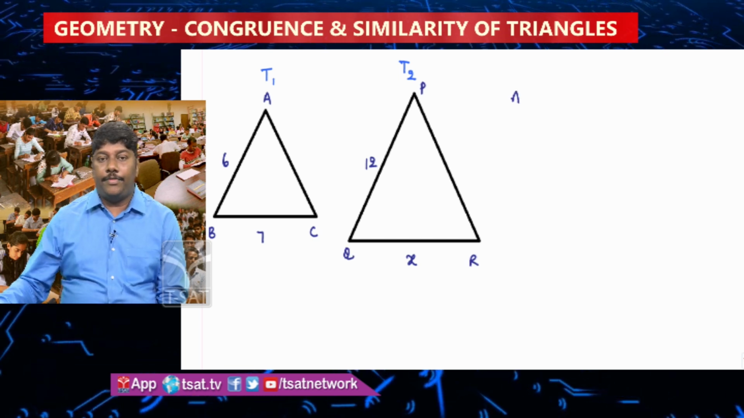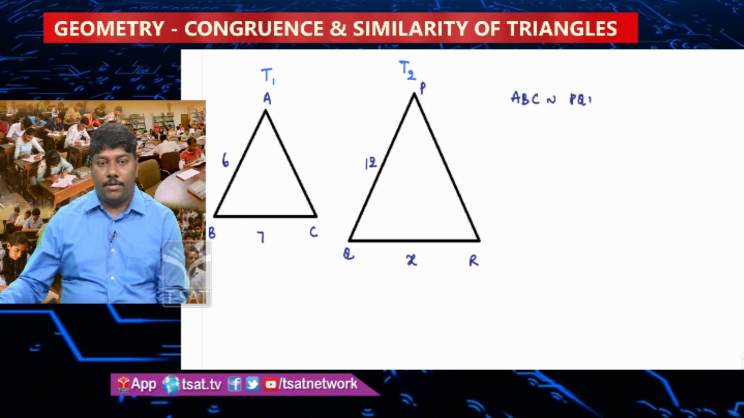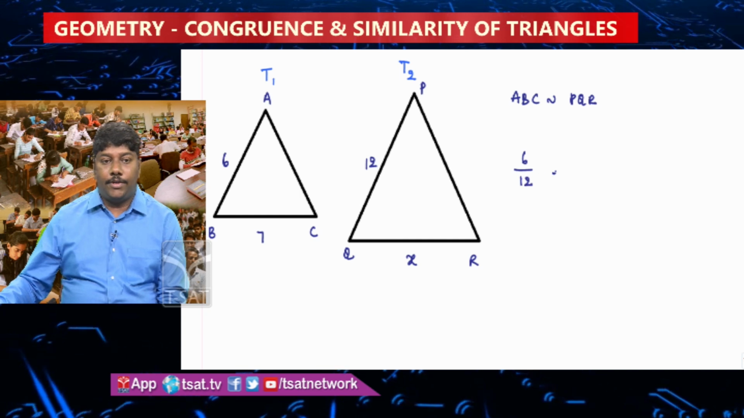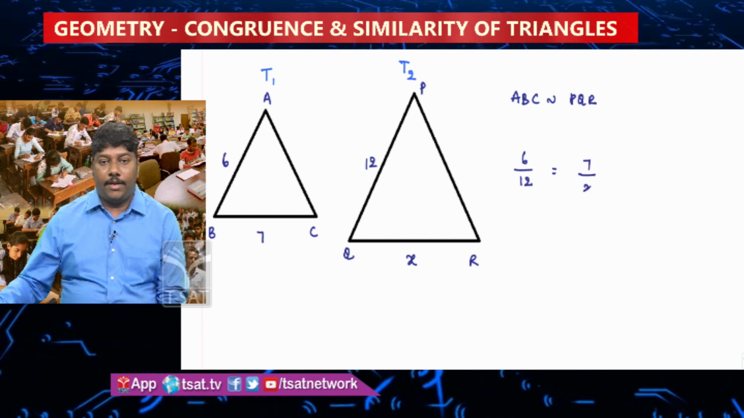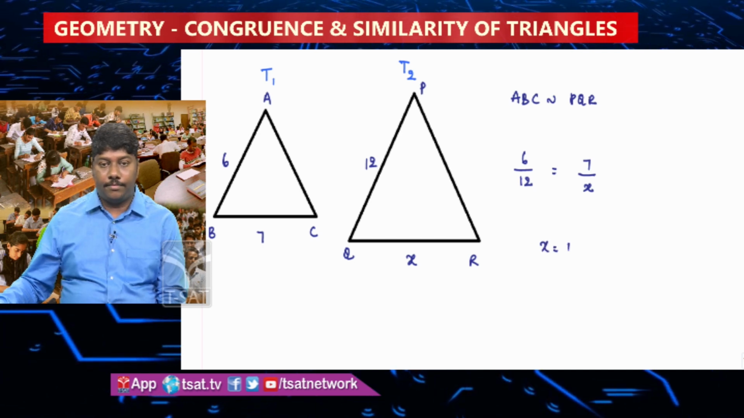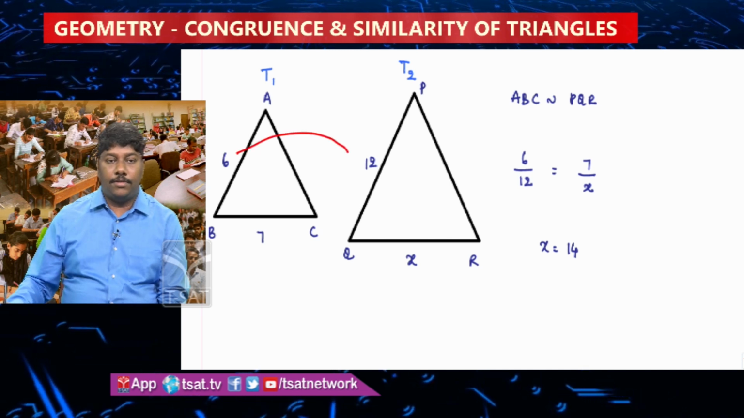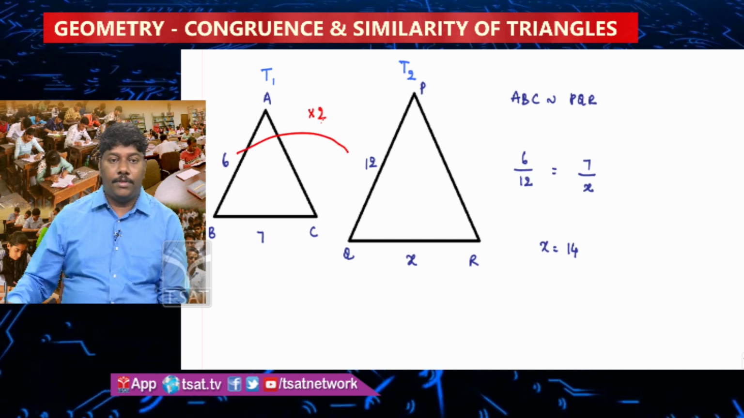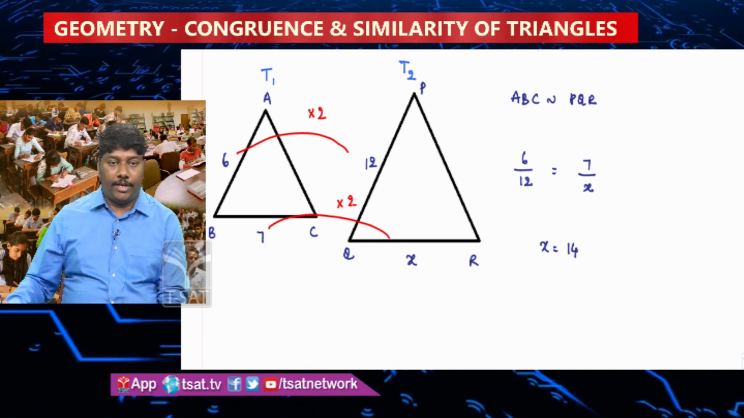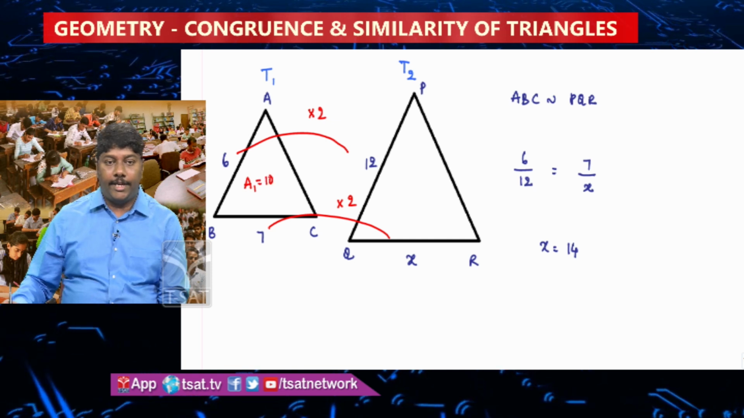And I am giving you triangle ABC is similar to triangle PQR. What can you take? 6 by 12 is equal to 7 by x. Therefore, x is equal to 14. See here, normally if 6 becomes double, 12, 7 becomes double, 14. Suppose area 1 is equal to 10, then what is area 2?